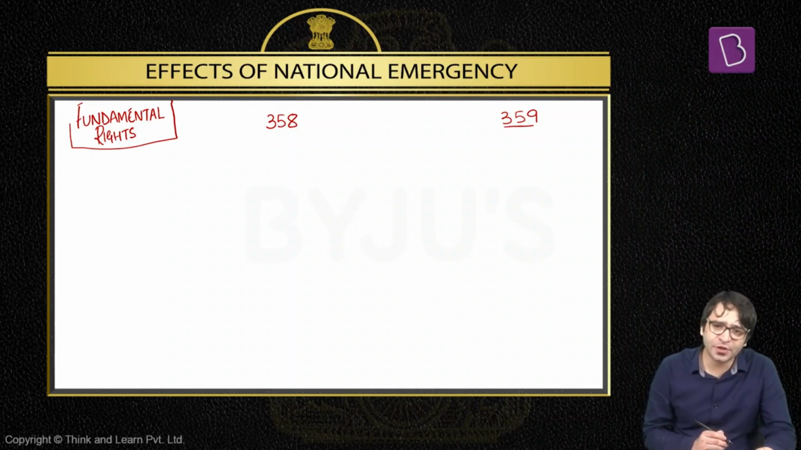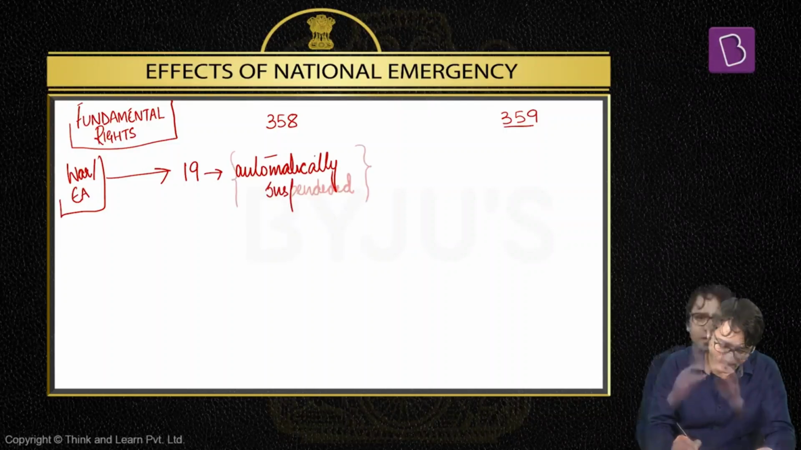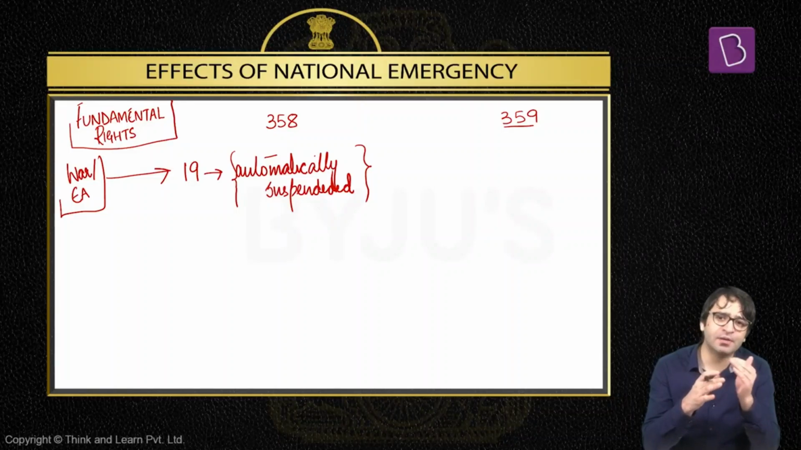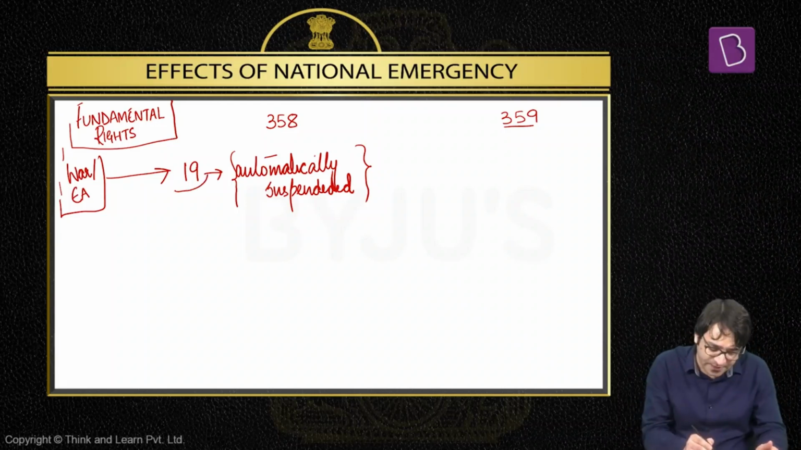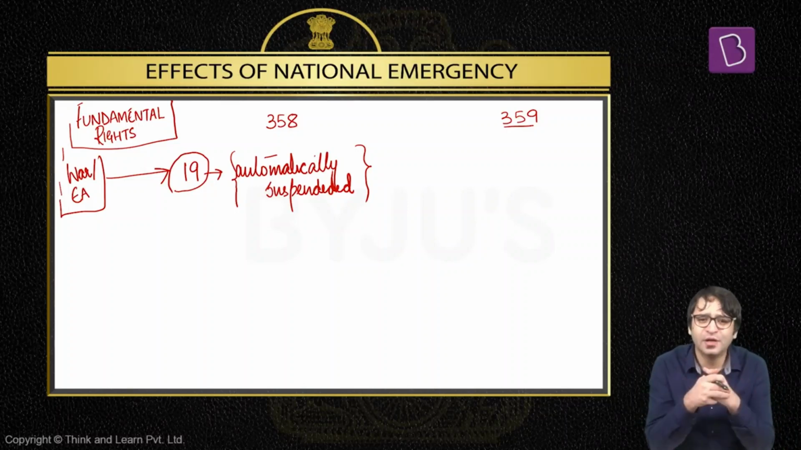Whenever national emergency is imposed on the grounds of war or external aggression, what happens? Fundamental rights under Article 19 are automatically suspended because of Article 358 of the Constitution, which means the impact of national emergency is more profound on fundamental rights. Or to make it even simpler, whenever external emergency is imposed in this country, then under Article 358 of the Constitution, fundamental rights under Article 19 are automatically suspended.